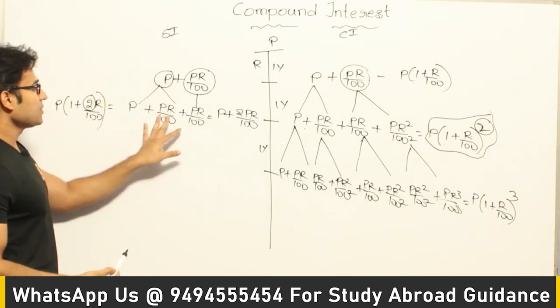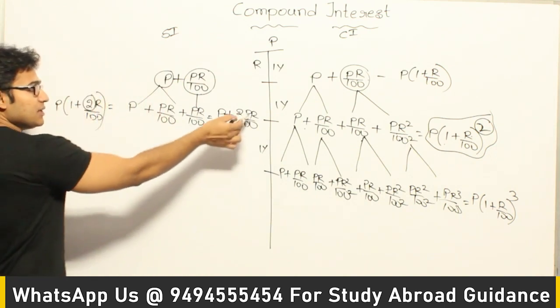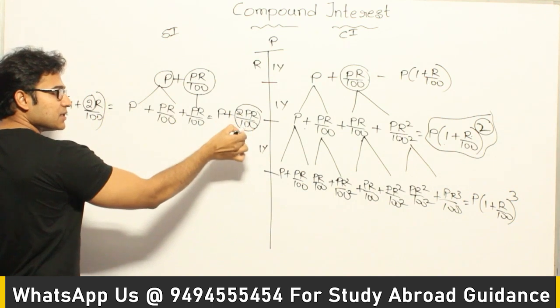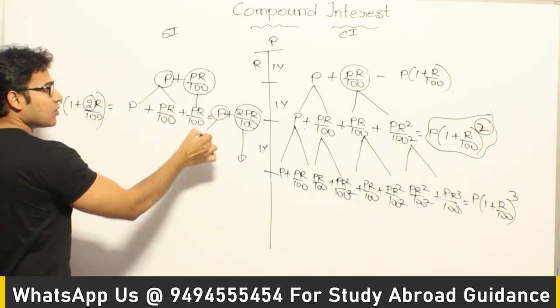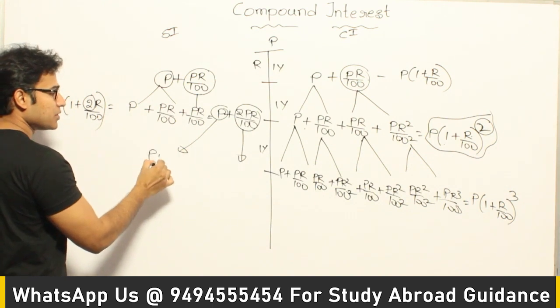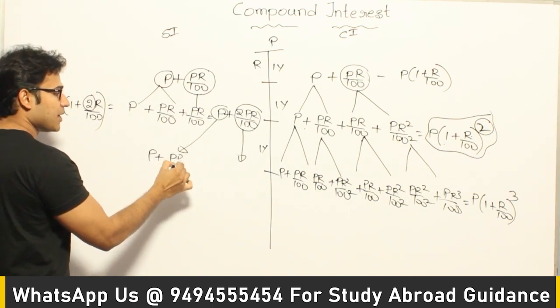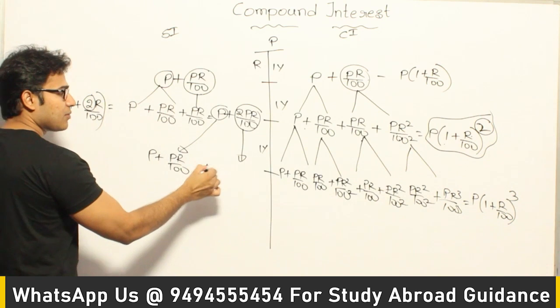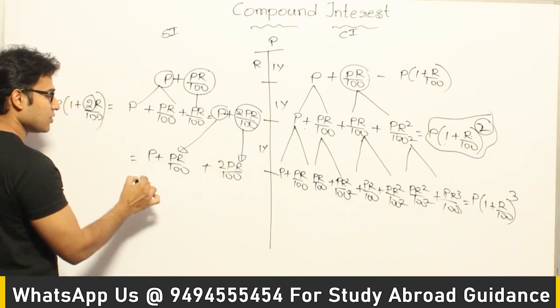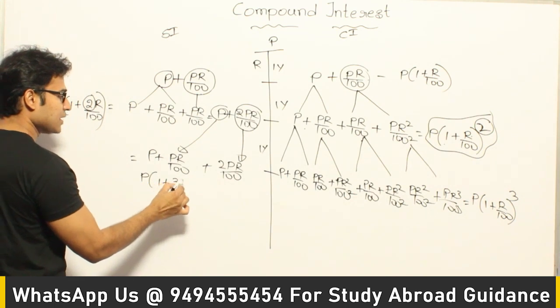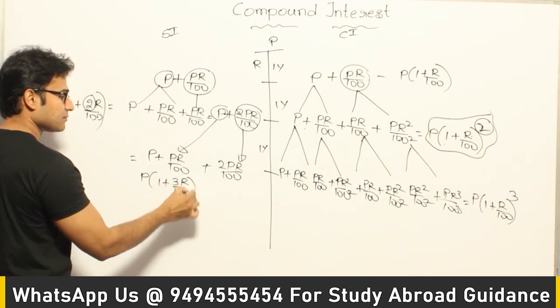Got it? Now what happens to this one? See, this entire amount is going to remain as it is, but only the principal is going to grow. Therefore, the principal is going to produce P plus PR by 100, and this entire amount is going to be as it is, 2 into PR by 100. Therefore, the entire amount is going to be P into 1 plus 3R by 100.